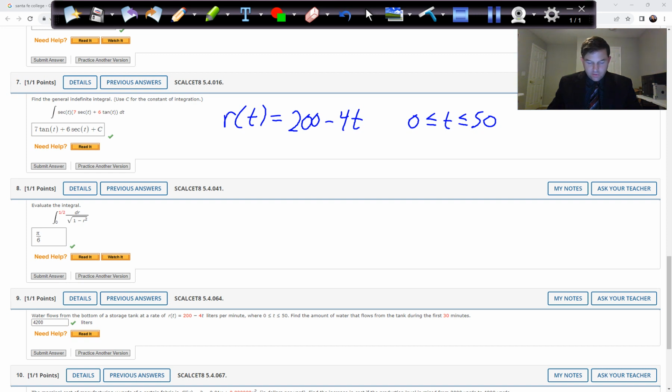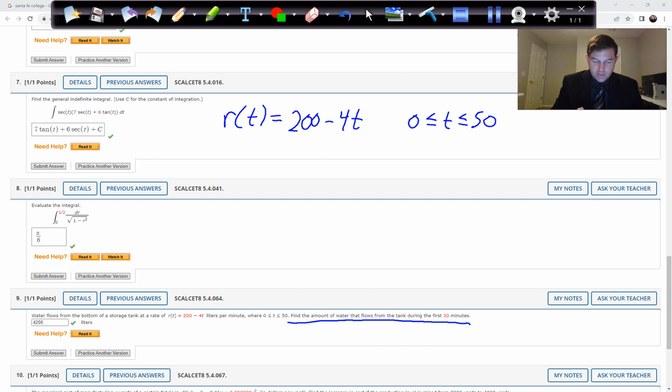Okay, and now we want to say what amount of water flows from the tank during the first 30 minutes. Well, it's basically like taking 1 minute, getting a number, then 2 minutes, getting a number, 3 minutes, getting a number, and adding up all these numbers. Well, that is the definition of an integral. So an integral is adding up all these little minutes of loss of water.